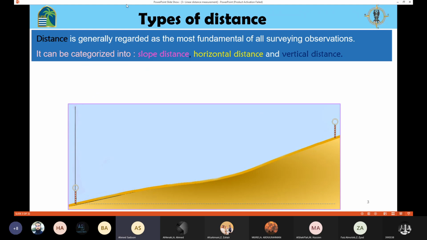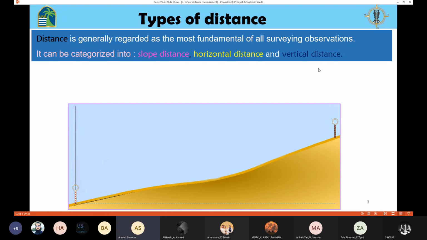So first, we need to talk about the types of distance. Distance in surveying is regarded as the most fundamental of all surveying observations. In surveying, we have measurement, we have observation, and the most fundamental one is the distance. Measuring distance is the most fundamental measurement or observation in surveying. And we can categorize the distance into slope distance, horizontal distance, and vertical distance.